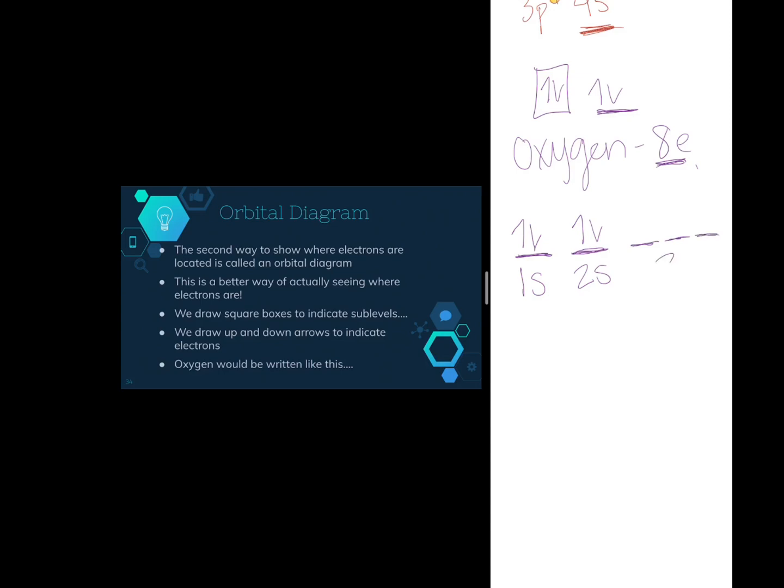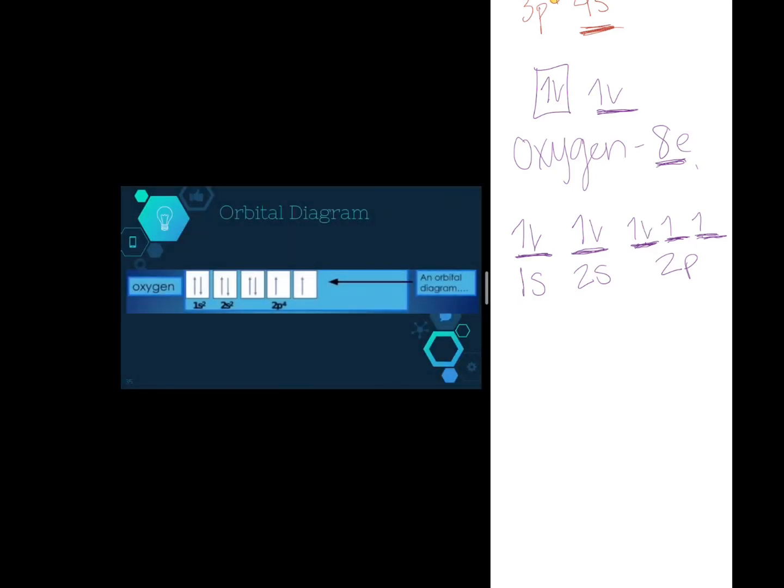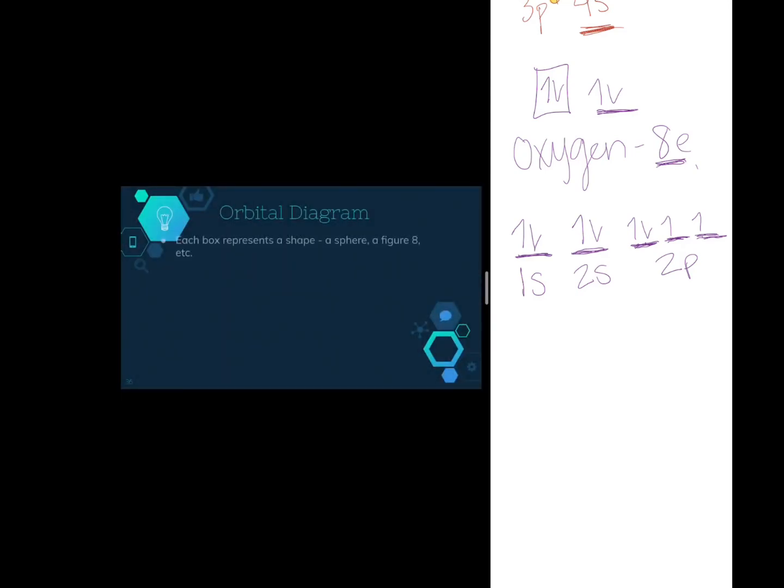So my next sublevel is 2p. Remember that p has 3 orbitals. That's why I drew 3 lines. And then I can fill in electrons. So I need 4 more electrons. You always have to put 1 in each line or each box before you can go back and pair them up. So we can check ourselves. It looks just like that.